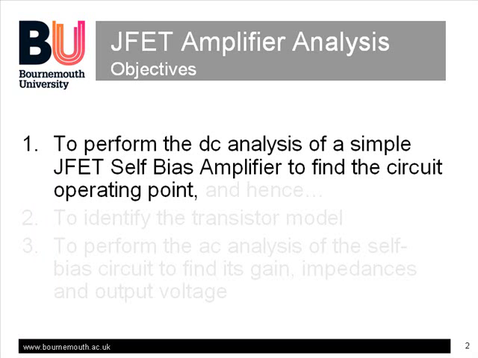The objective for this part is to perform a DC analysis to find the quiescent operating point of the circuit. With this information, we can go on in part 2 to derive the transistor model, which you can apply in part 3 to find out the amplifier gains, input and output impedances, and output voltage.